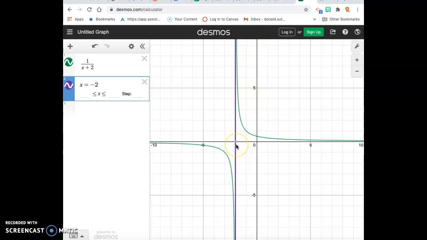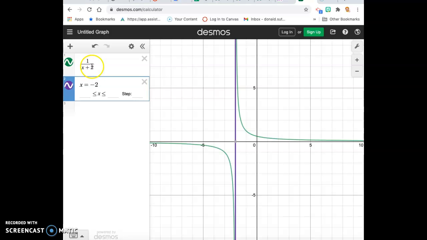That purple line is called an asymptote. All that means is it gets really close to the line, but it never crosses it. Now here's how we find that. If you have x in the bottom of a fraction, that asymptote is going to occur when the bottom of the fraction equals 0.